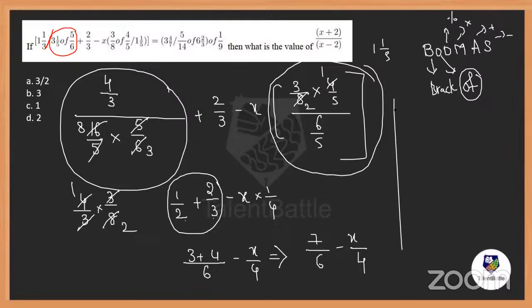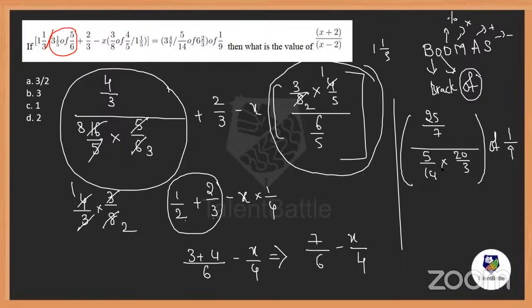Now let's do this side. 3 4 by 7. How much is 3, 4 by 7? First of all, let's convert 3 into 7. 21. 21 plus 4, 25. So 25 by 7 divided by what we have? 15 by 14 into 20 by 3. First, I need to solve this because bracket is there. Then I should do of 1 by 9. Of 1 by 9. So how much we will get?